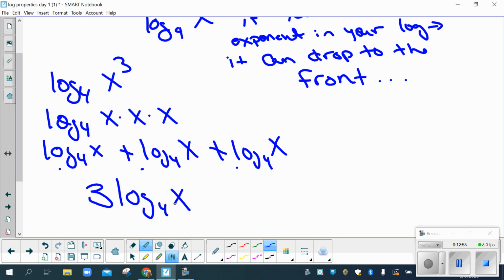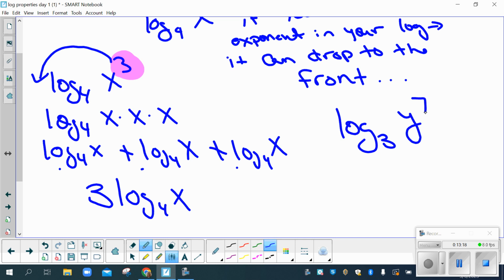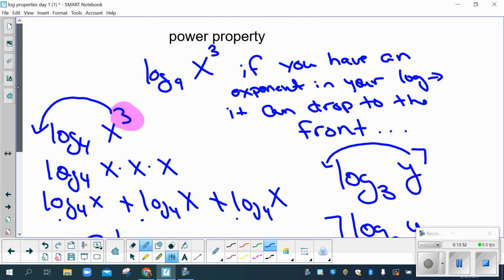So what I want you to know is the property says this. If you have a guy in the front, an exponent, you're allowed to just pop him right into the front. It's so easy. It will become your favorite one. So if we have log 3 of y to the 7th, all I have to do is say, wait a second, that dude gets to come right in the front. 7 log 3 of y. Does that make sense? That's the power property. So often I'm going to come to you and be like, oh, don't forget to drop that guy in the front. And he's going to become very valuable to us.